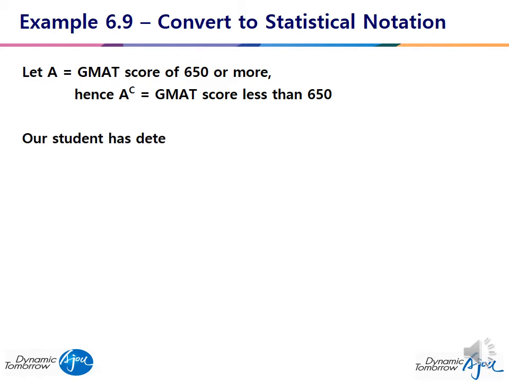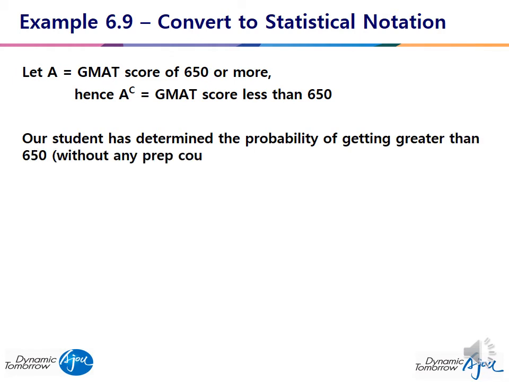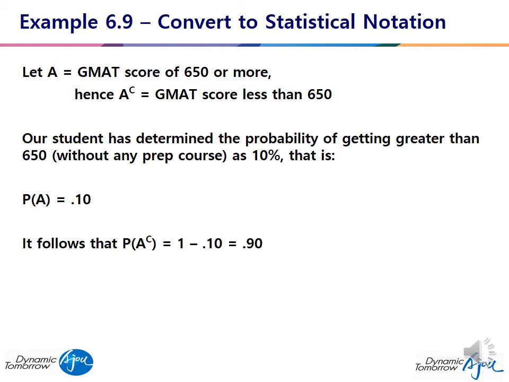Then our student has determined the probability of getting greater than 650 without any prep course as 10%. That is, probability A is 0.1. It follows that probability A complement is 1 minus 0.1, which is equal to 0.9. Like this, you can change the other parts. Then you can apply Bayes' law.